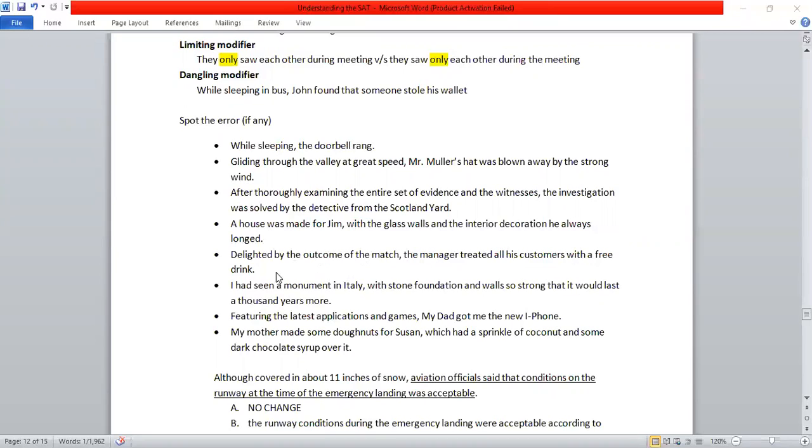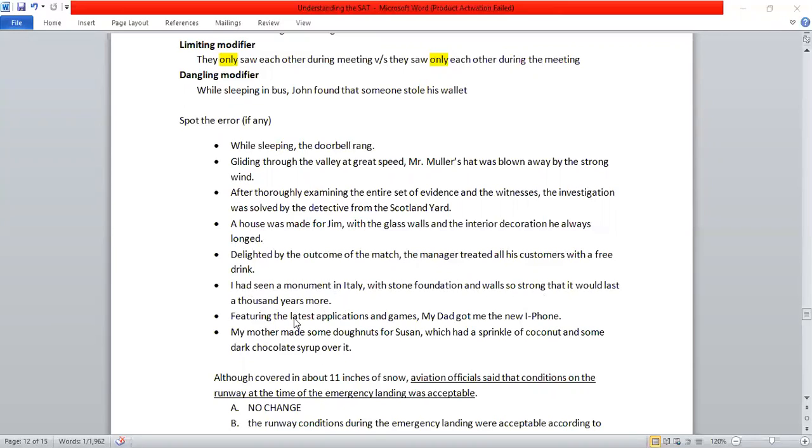All right. Next. I had seen a monument in Italy with stone foundation. So now, similar to this one, gym with glass wall. Now, Italy has stone foundation and walls so strong that it would last 1,000 years. Will Italy last for 1,000 years and have strong foundation and walls? No, right? It's supposed to be the monument. I had seen a monument with all of these in Italy, right? So I just need to take this Italy out and put it towards the end.